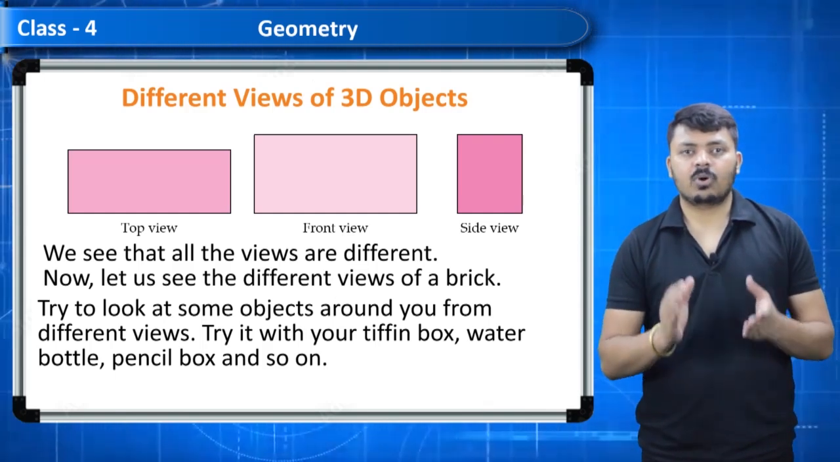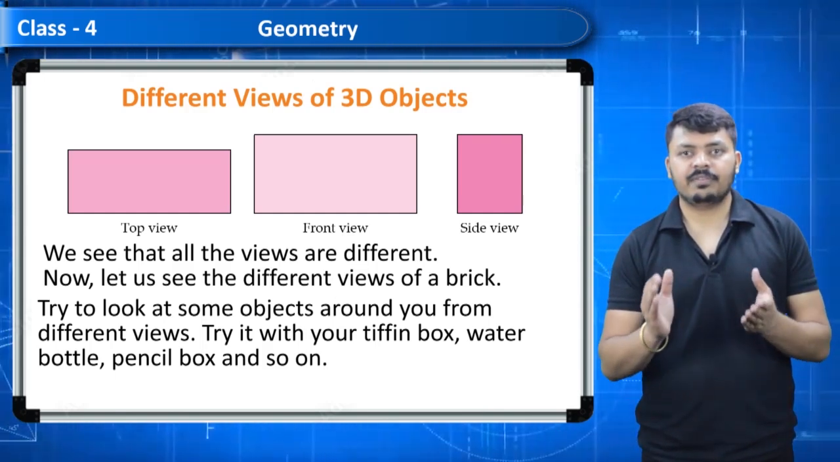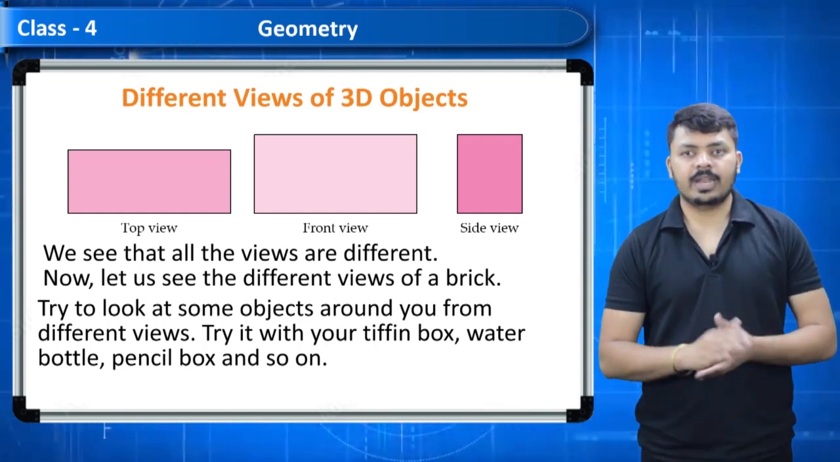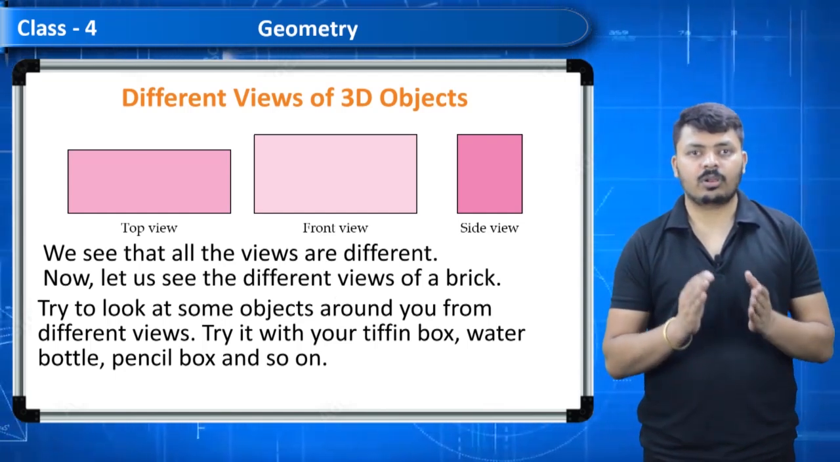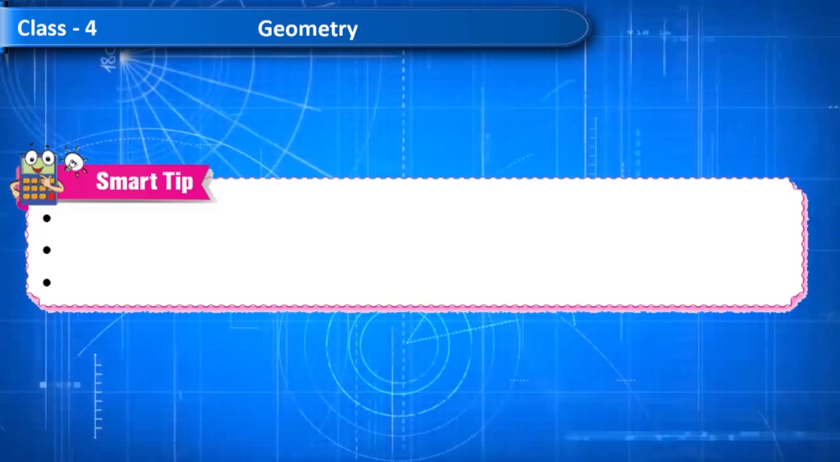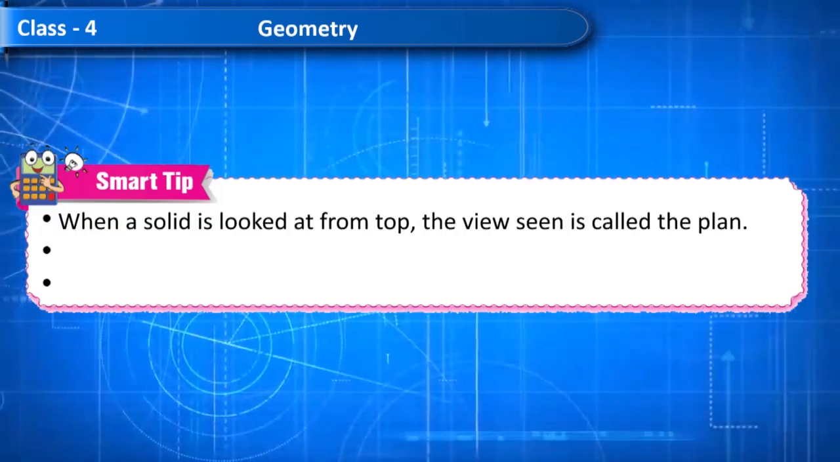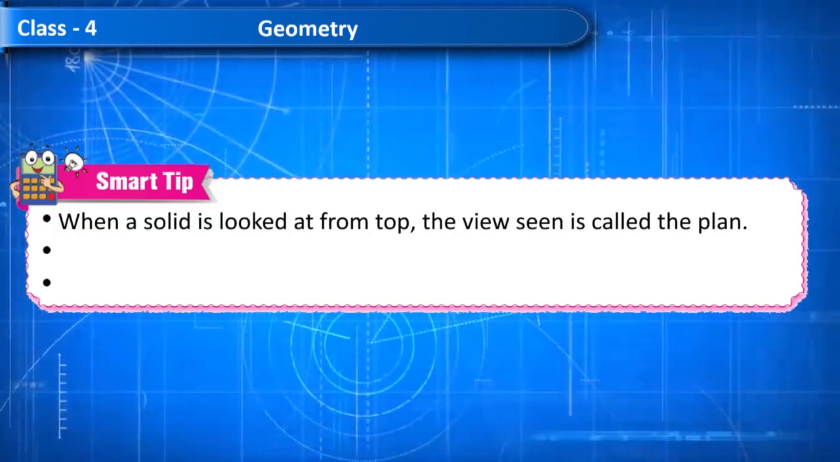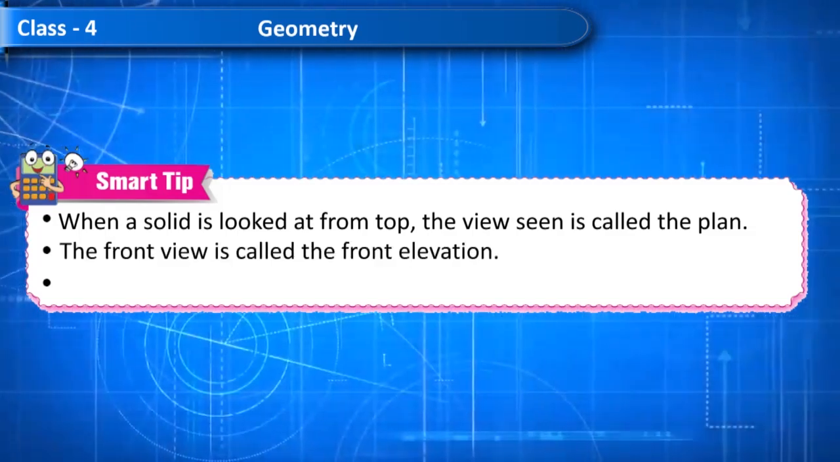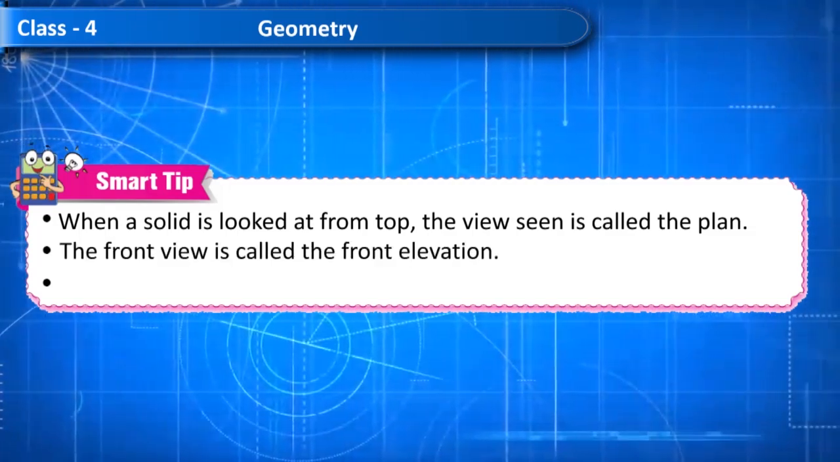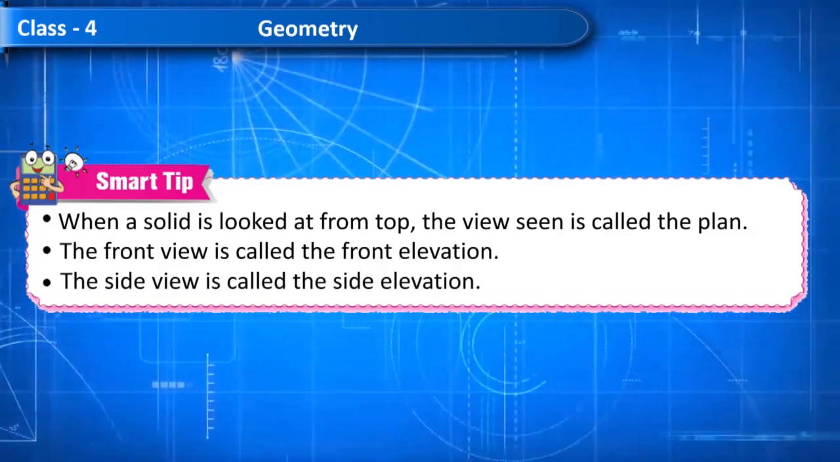Try to look at some objects around you from different views. Try it with your tiffin box, water bottle, pencil box, and so on. Smart tip: when a solid is looked at from the top, the view seen is called the plan. The front view is called the front elevation, and the side view is called the side elevation.